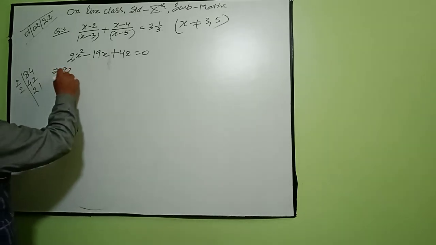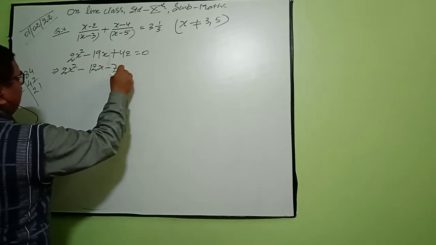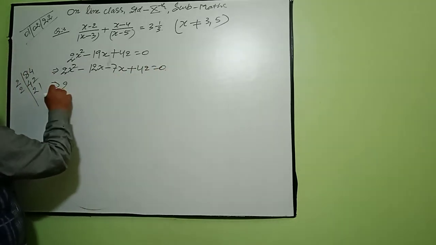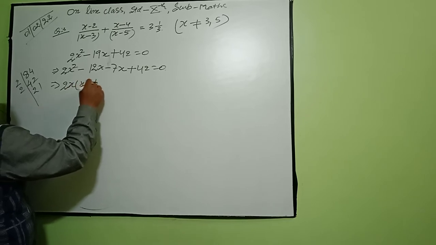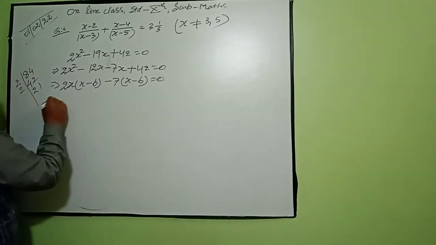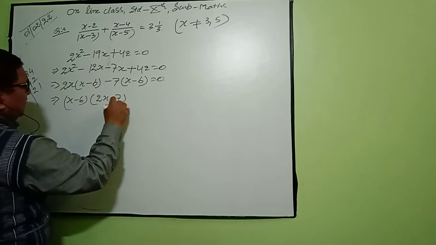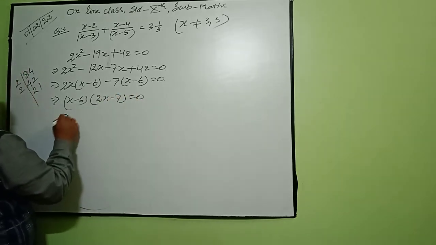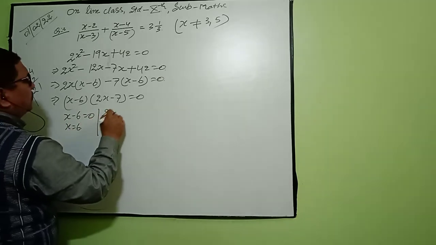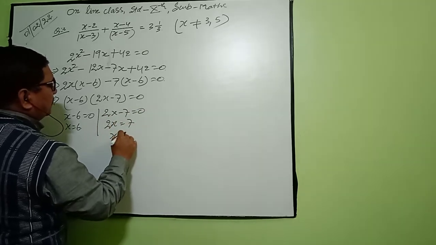Now 2x square minus 12x minus 7x plus 42 equal to 0. Now take 2x as a common, x minus 6, minus 7 as a common, x minus 6 equal to 0. So x minus 6 and 2x minus 7 equal to 0. x minus 6 equal to 0, x equal to 6. 2x minus 7 equal to 0, 2x equal to 7, x equal to 7 by 2.